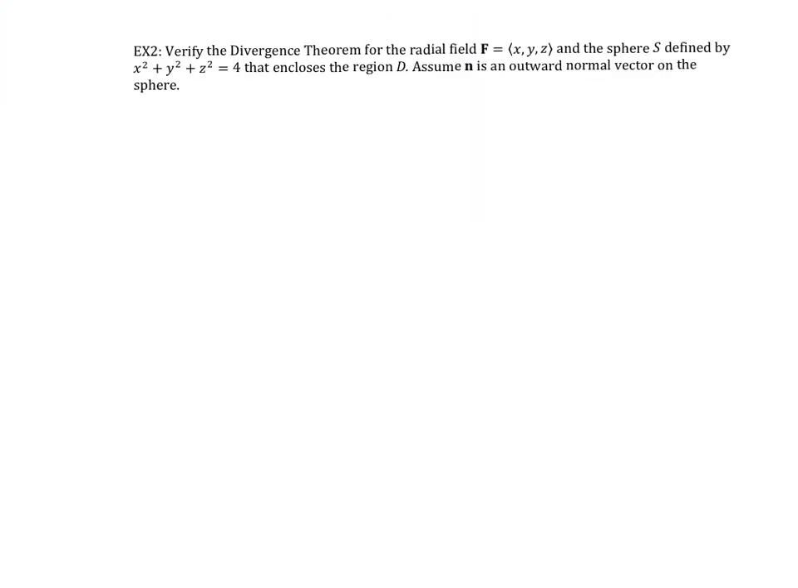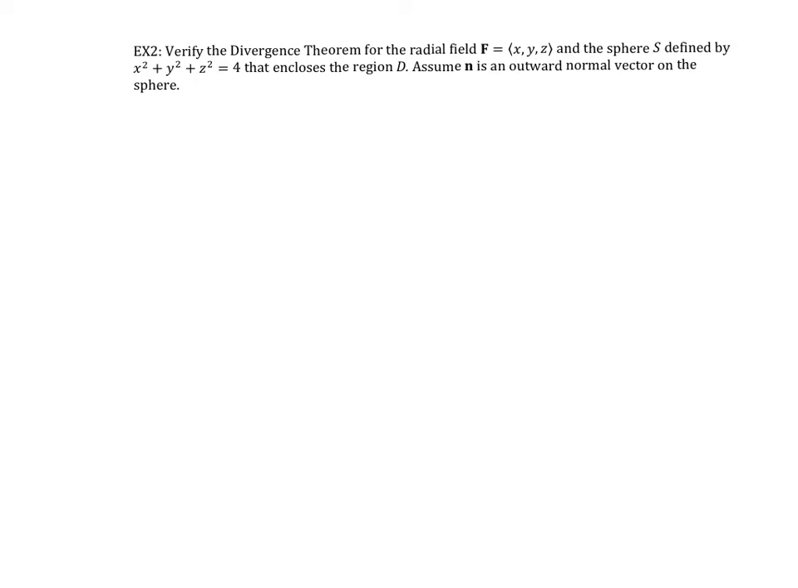Why don't we do another example? Example 2, it says verify the divergence theorem for the radial field F equal to xyz and the sphere S defined by x squared plus y squared plus z squared equal to 4. So that's just a sphere of radius 2 centered at the origin. So this sphere is going to enclose our region D. So D is the boundary of the sphere and everything inside. We're going to assume our normal vector is an outward normal vector on the sphere.